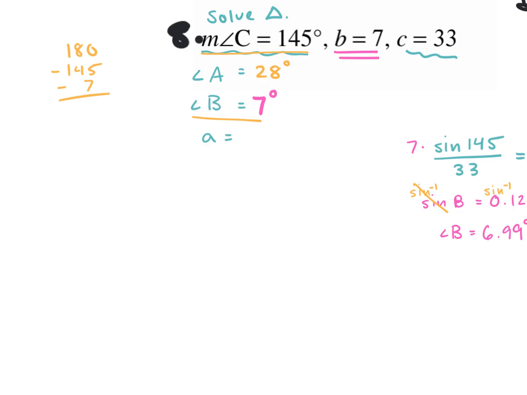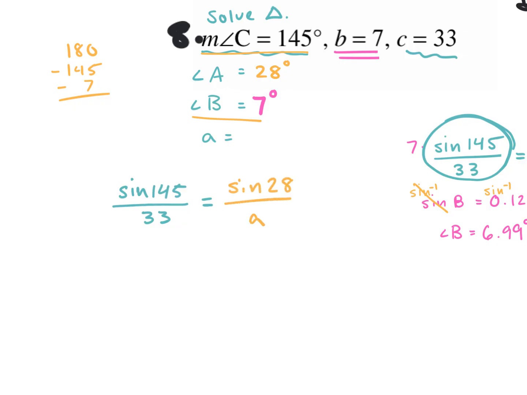Awesome. We're going to use our proportions now. I always want to start with the one that was given. So I started with C. So I'm going to use that one again. So sine of 145 over 33. So always start with the one that's given. And then that's equal to, since we're finding A, we're going to say sine of 28 over A.